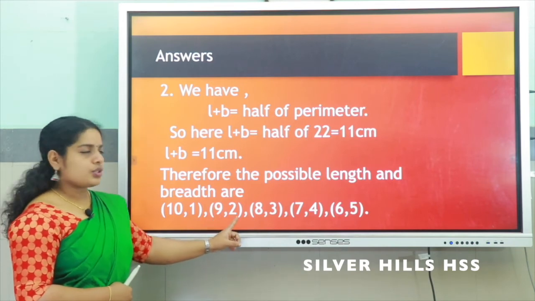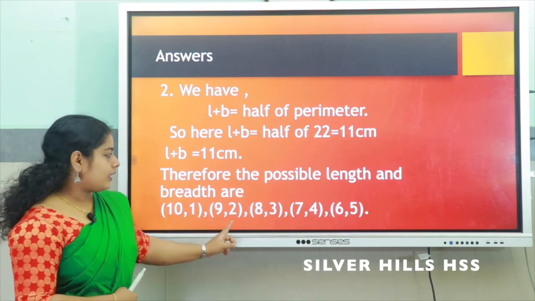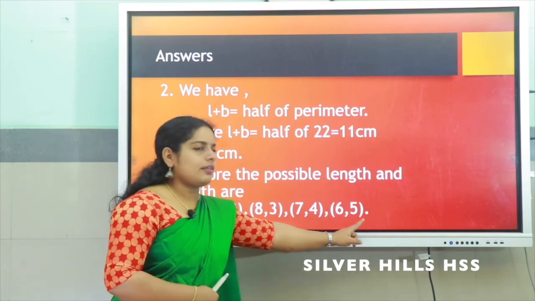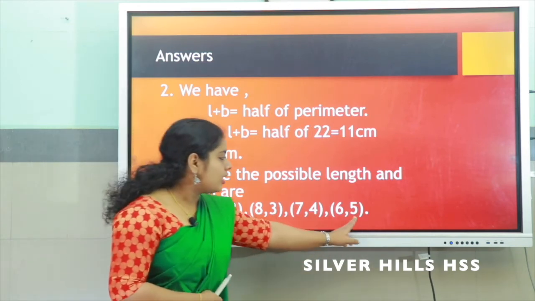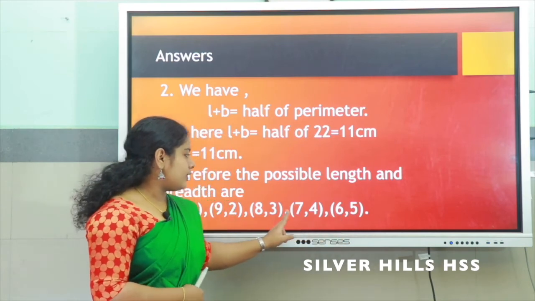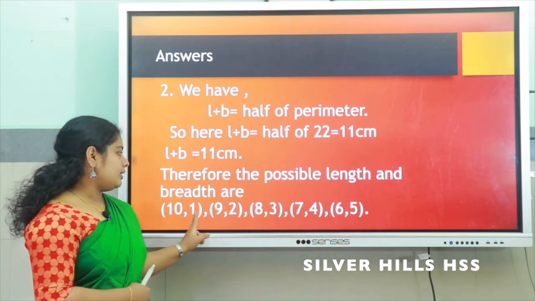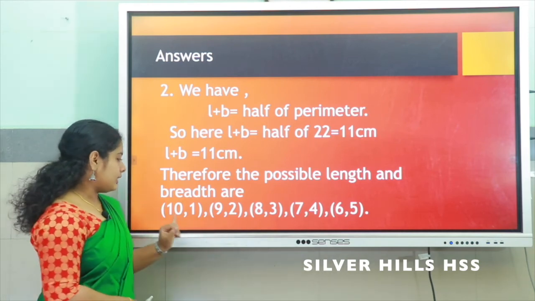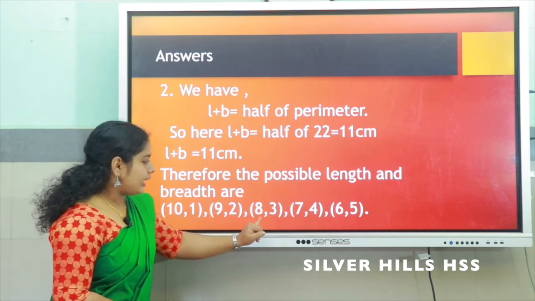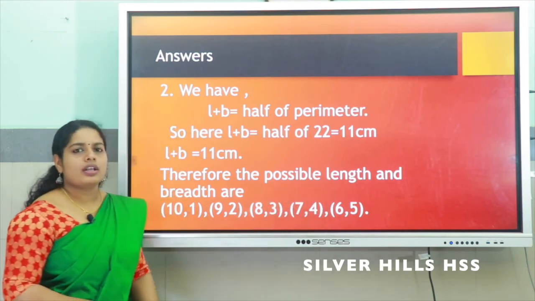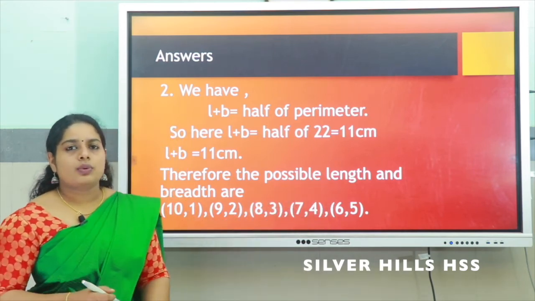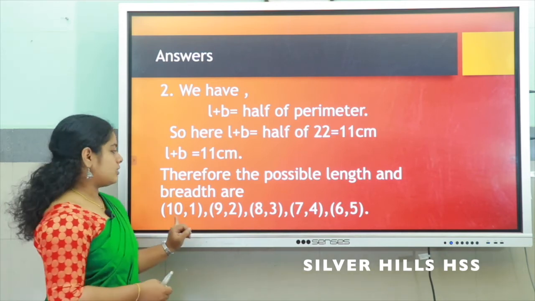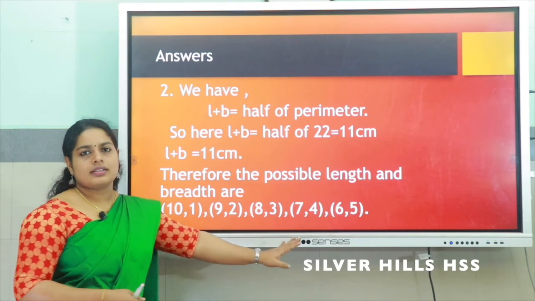Then 9 and 2. 9 plus 2 is again 11. Then 8 plus 3, 11. 7 and 4, 6 and 5. Now if you are continuing like this, you will get 5 and 6, 4 and 7, 3 and 8, 2 and 9, 1 and 10 respectively. So if you are going in order, that means 10, 9, 8, 7, 6, like that, there is no chance for getting any pairs missed. You won't miss any number. So if you are going in order, you will get all the pairs listed here.